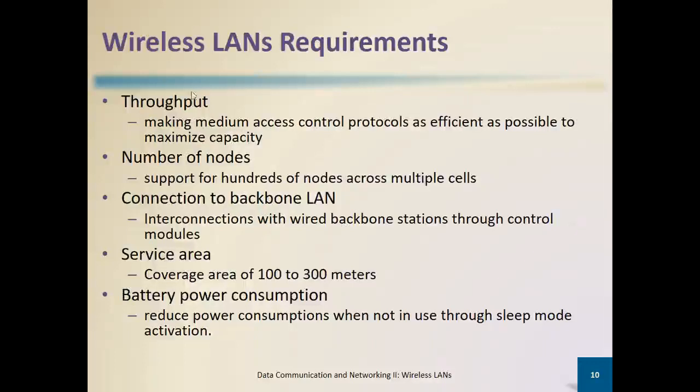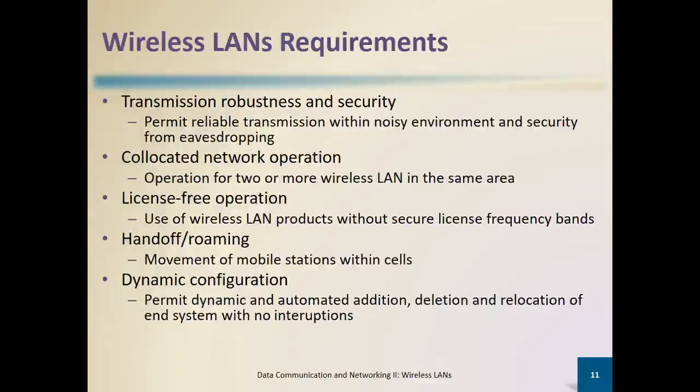Other requirements, so these are your main key requirements. Other requirements are transmission robustness and security, that is permitting reliable transmission within noisy environments and security from eavesdropping. We're looking at ways to make sure signals are not intercepted easily by hackers, or eavesdropped on by hackers to steal information. How well can you secure it? How well is the wireless LAN going to be robust? How robust is it? Okay, so you're looking at requirements over here. It's some of the things that you'll be looking at.